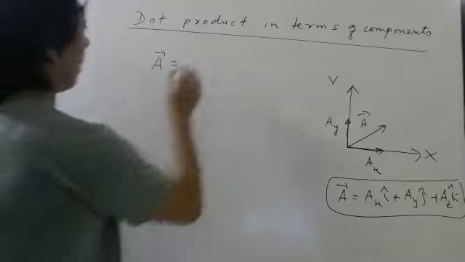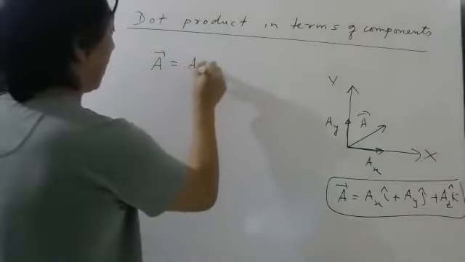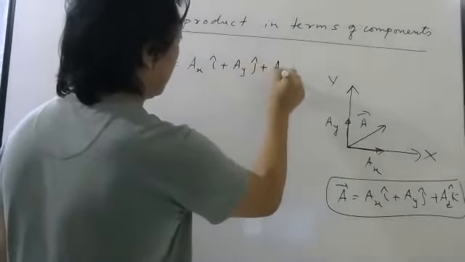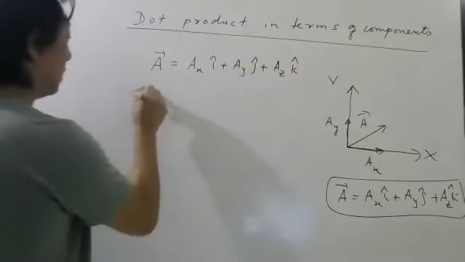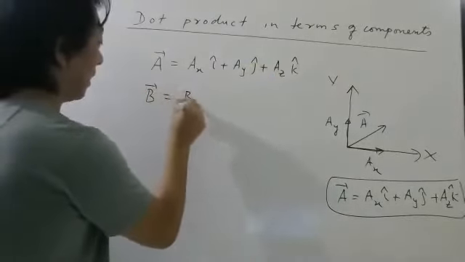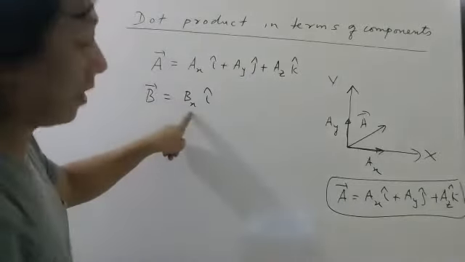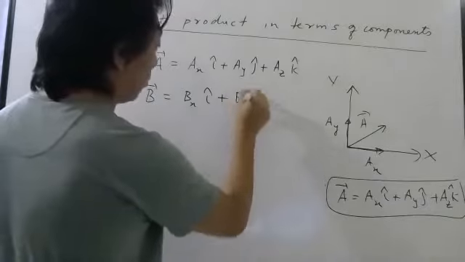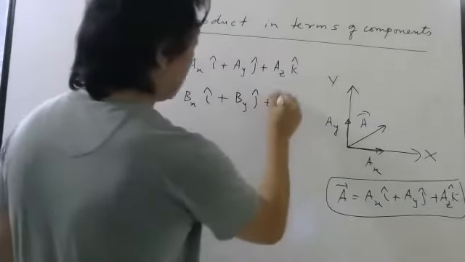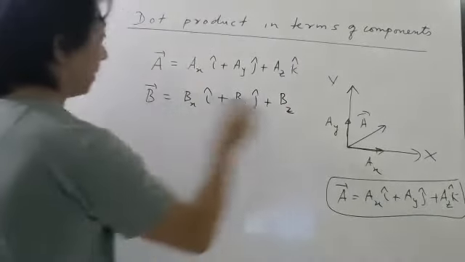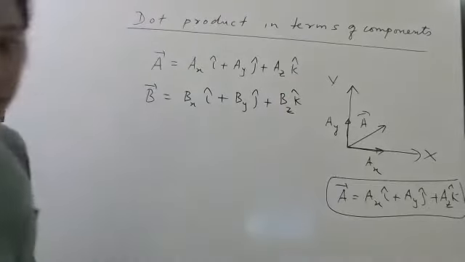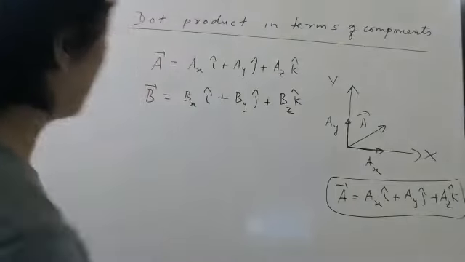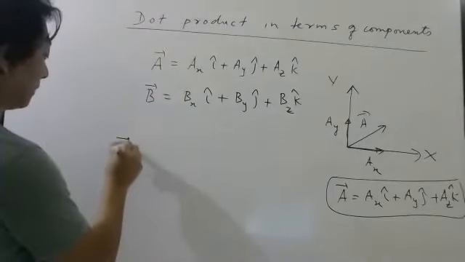So this vector I can write, let us say, AX i cap plus AY j cap plus AZ k cap. Second vector is BX i cap, where BX is the X component of B bar, this is the Y component of B bar, and this is the Z component of B bar. So imagine they have given you these vectors in component form. Then how will you take the dot product?